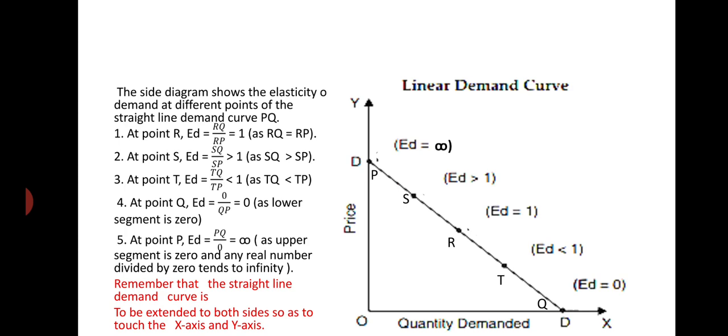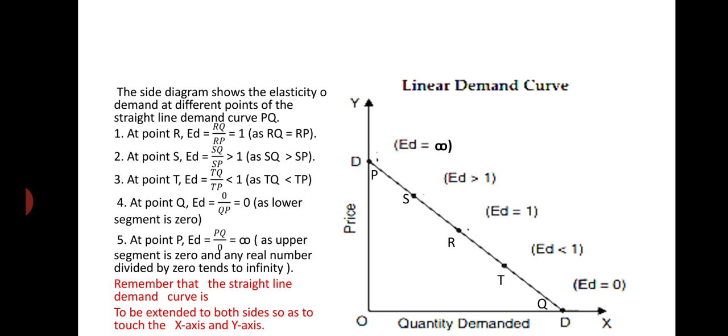Now, what is the elasticity of demand at point Q? What is the lower segment from Q? It is 0. Nothing is there. Q is the ending point on the OX axis, so we write the lower segment as 0. 0 by the upper segment QP. What is 0 by QP? 0 by anything is 0. So ED is equal to 0. At point Q, elasticity of demand is 0 because the lower segment is 0.